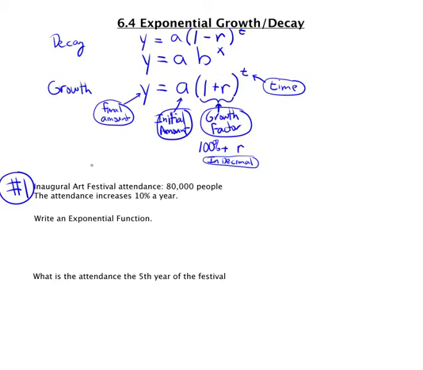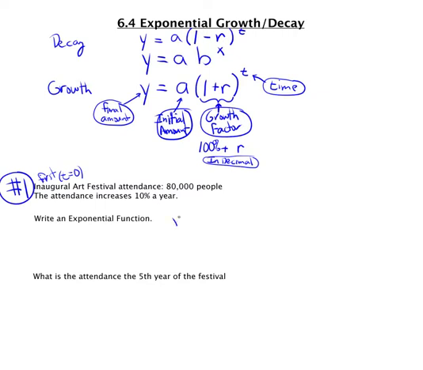So if we take a look at our first example down here, now that we know this, the inaugural art festival attendance, inaugural, meaning first. So if it's the first, that means it's t equals 0. So that would be in that place of a, the initial amount. The attendance increases 10% a year. And we need to write an exponential function. So that means we're going to use the growth one.